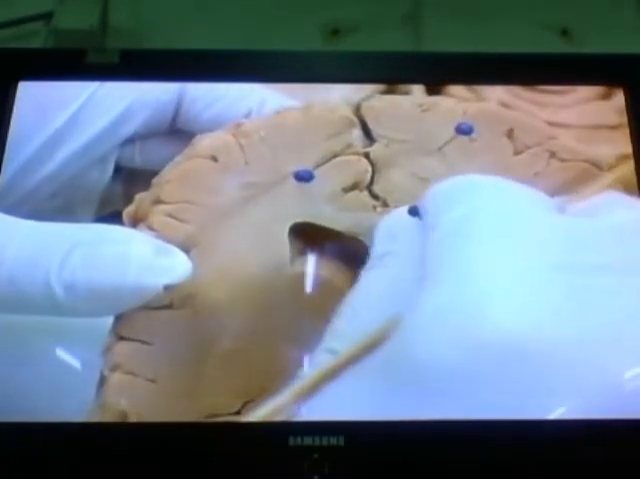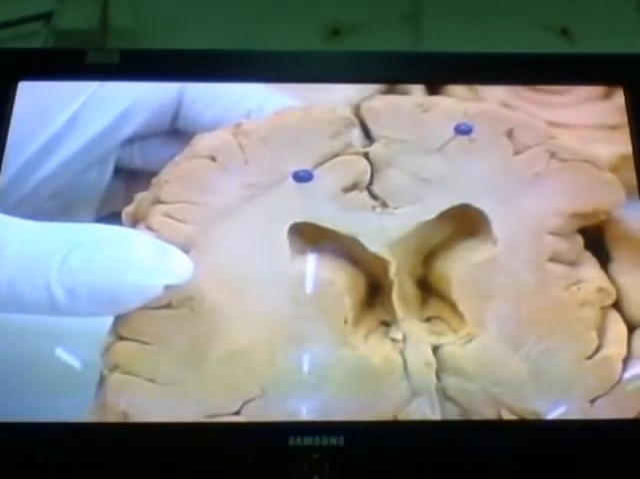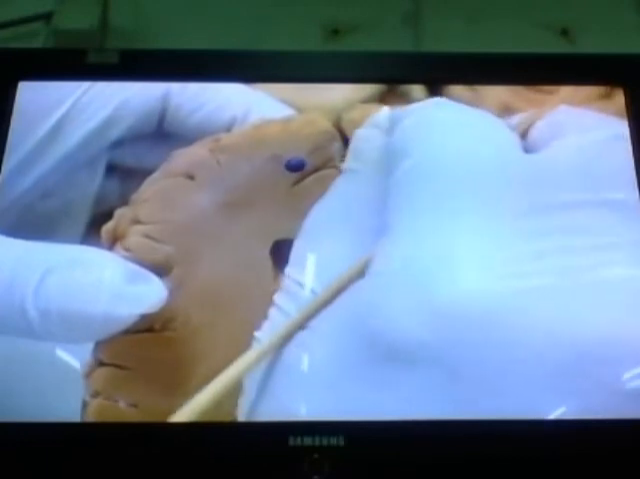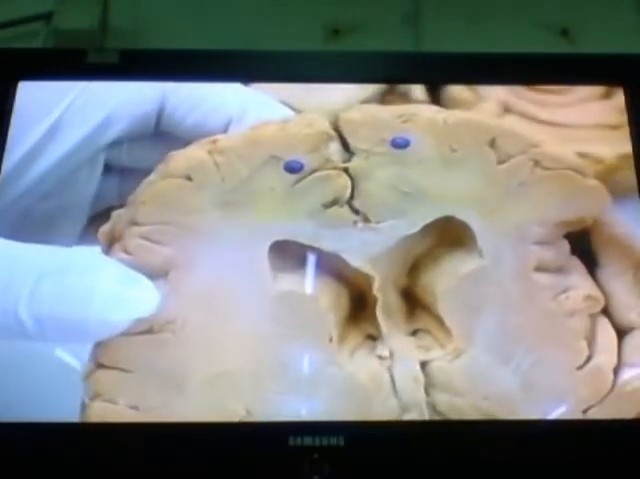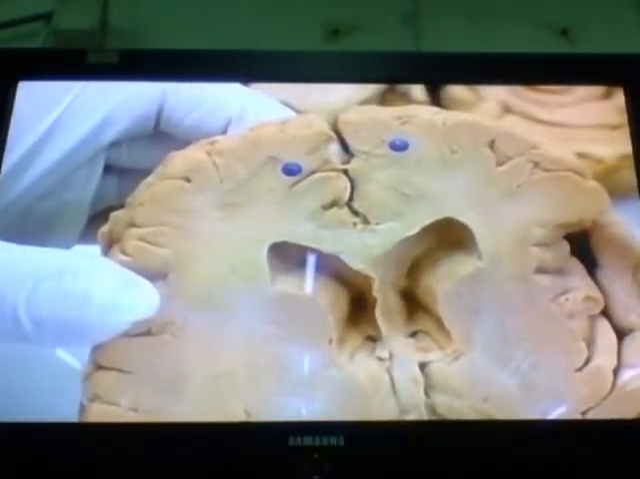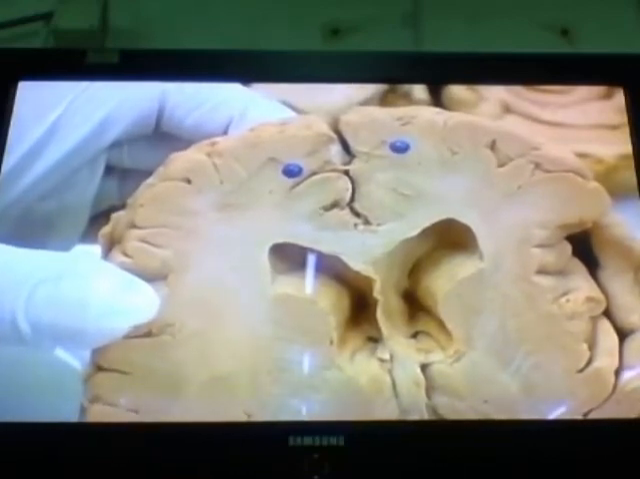Now, what's the main connection? Which nucleus of the thalamus is connecting to the prefrontal cortex? That's the dorsomedial nucleus. Right? Or the medial nucleus of the thalamus. Okay? The medial nucleus of the thalamus. Alright, leave that alone.